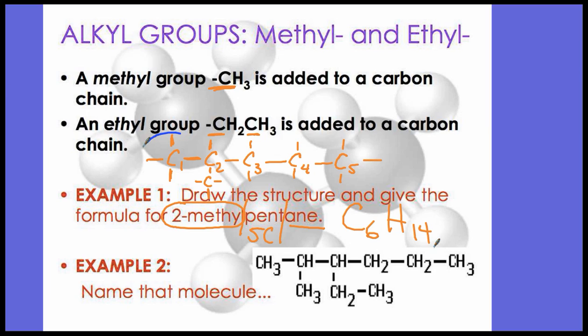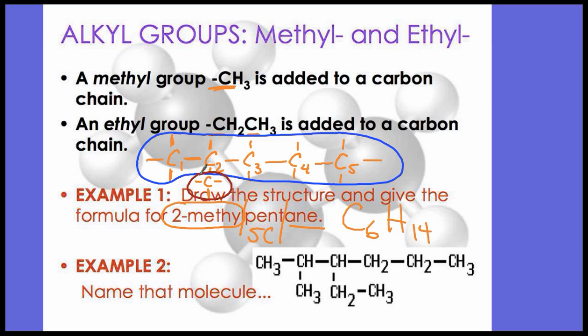Here's the chain, right? This is my chain. That's my pentane. This 2-methyl business is what hangs off the chain. So your functional groups are the hanging-offers, the things that are in addition to the chain. What would it look like? We'll get there.